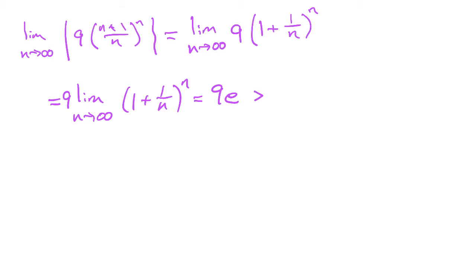Well, 9e is going to be bigger than 1, and so the ratio test then concludes that our series diverges. And so here, we've got our second example of using the ratio test to determine if a series is going to converge, diverge, or if our test is inconclusive. So I hope you've enjoyed this, and I'll see you guys in the next example.